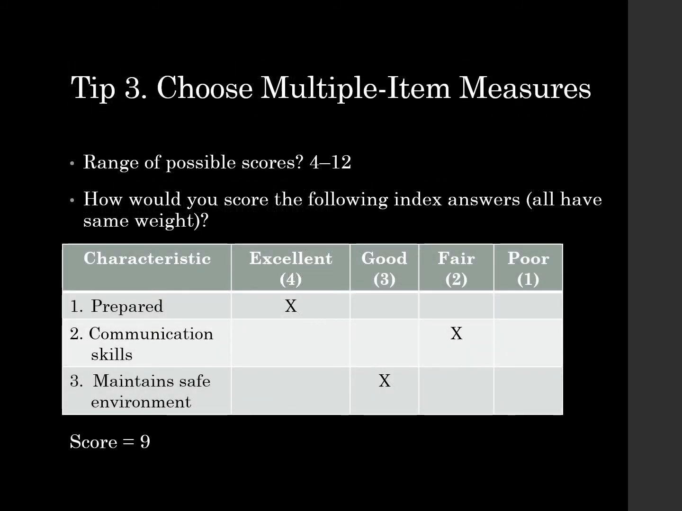Another tip is to choose multiple item measures. So from here, we can see that we've got three different things going on. We've got being prepared, having good communication skills, and maintaining a safe environment. We're asking somebody to rate these. And then we've given them a scale of 1 to 4, 1 being poor, 5 being excellent. So here we've asked them just to mark how they feel they perform in each one, for example. So you have prepared as excellent, fair, or communications is fair, and maintain safe environment is good. So based on this, we've got a score of 9.